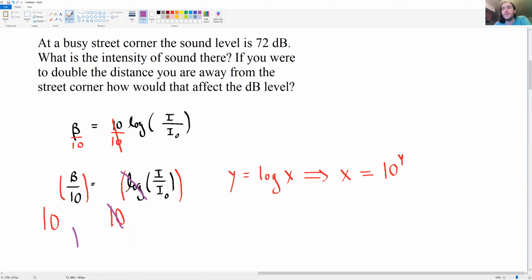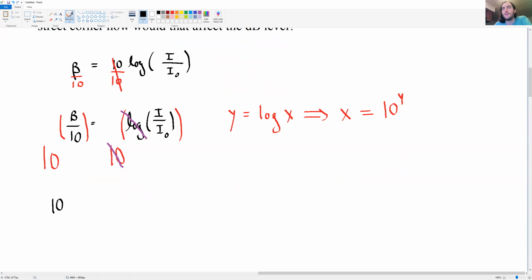Now over here, there's no cancellation, okay? Don't make the mistake of seeing a 10 here and a 10 here. Okay, cancel the 10s. That would be an algebraic mistake, okay? So we leave the left side as is. So we have 10 to the beta over 10 equals I over I0. And this tells us that the intensity I is equal to I0 times E to the beta over 10.